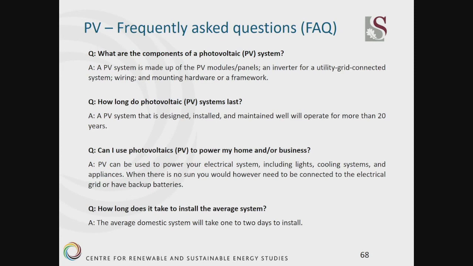Then how long does it take to install the average system? Now, for your average domestic system, depending on the roof and the accessibility, it might only take 1 to 2 days to install a system.